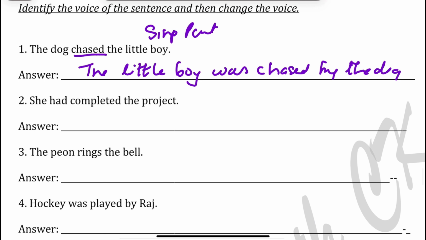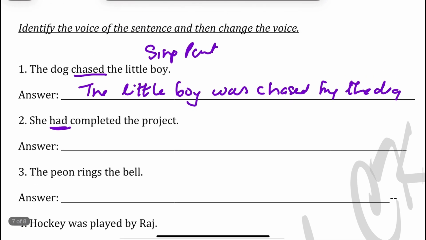She had completed the project. The word had is there. So what is the rule for had? One of the H words has to be in your passive voice. Oh, one minute. Firstly, we have to identify the voice and then change. The dog chased the little boy. This is active. And then we made this passive by adding was and by.